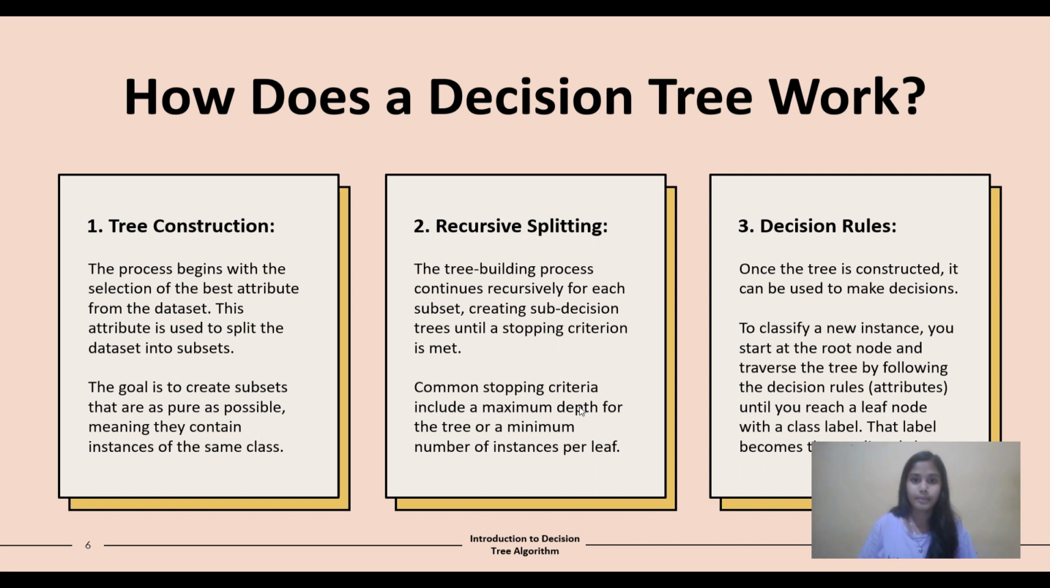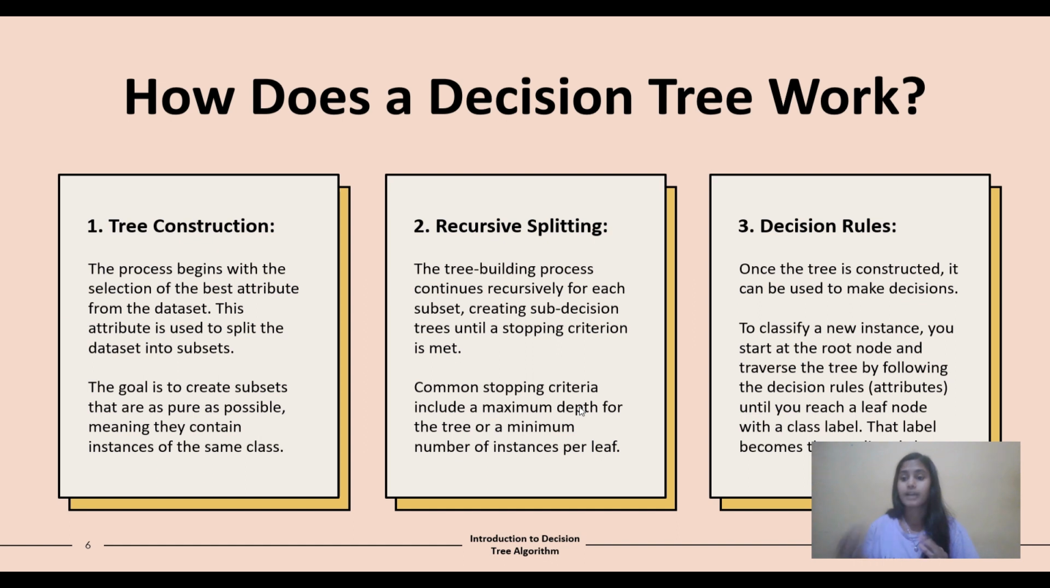And in the second step, recursive splitting, the tree building process continues recursively for each subset, creating sub-decision trees until a stopping criteria is met. So until you end up with the decision, until then the tree has to be split. Common stopping criteria include a maximum depth for the tree or the minimum number of instances per leaf. So that is the stopping criteria. Now the third one is decision rules.